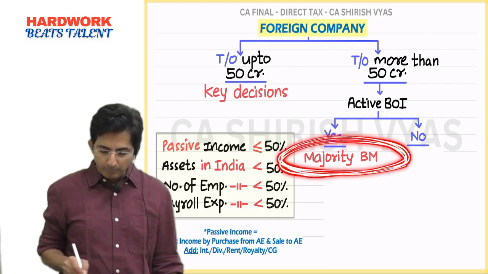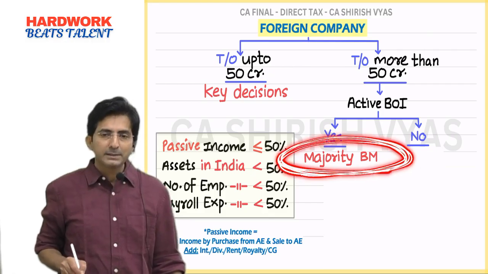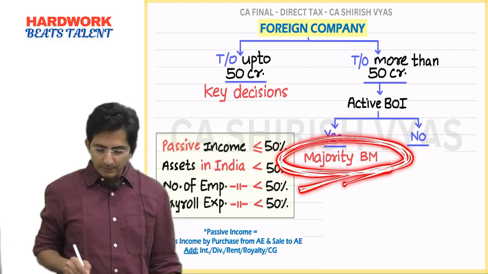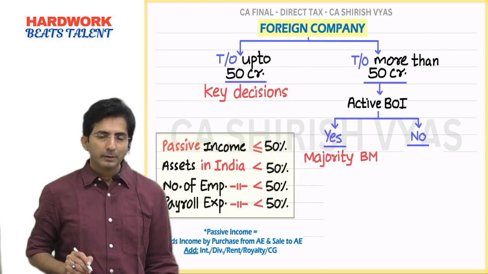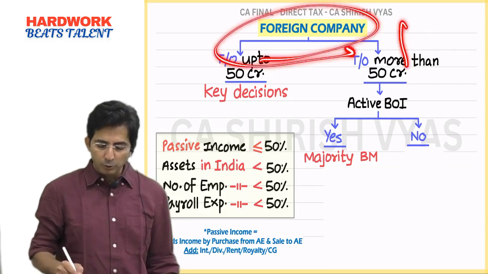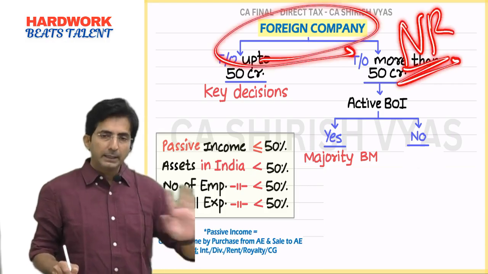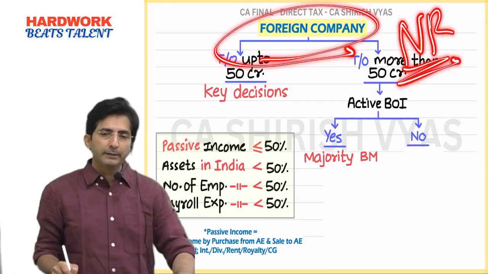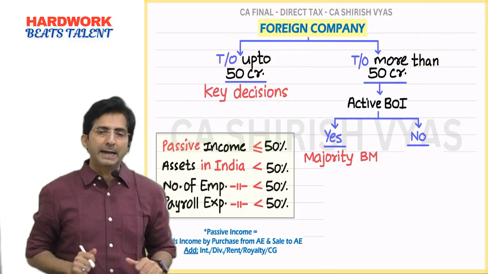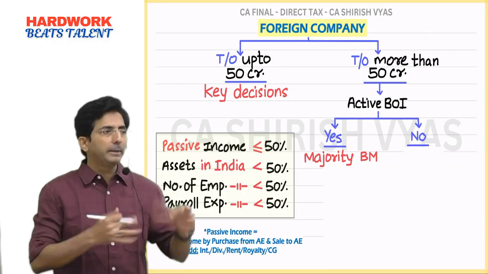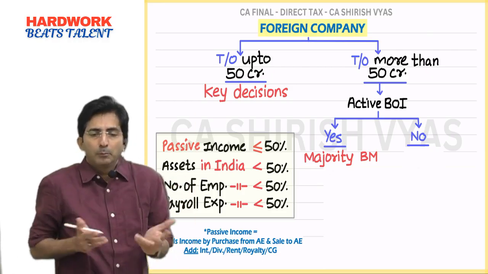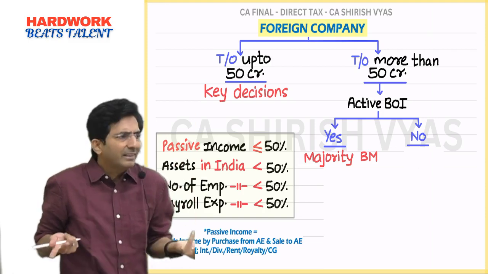Manipulating the number of meetings is very simple. Tell me, is this a condition you can control or not? See, if a foreign company really wants to become NR, they will arrange the board meetings in such a way that most of the meetings are abroad. See, board meetings we plan, directors.